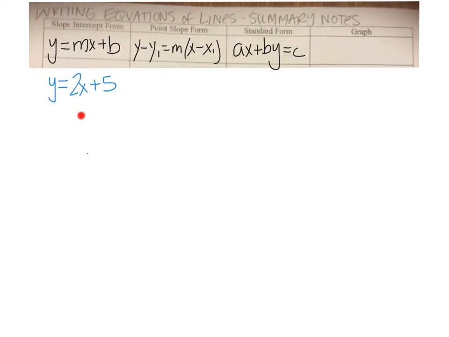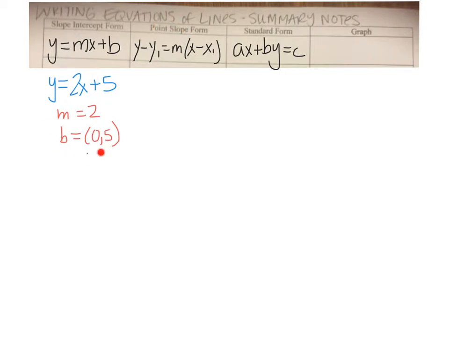When something's written in slope-intercept form, I know the slope and I know the y-intercept. So in this case, I know that the slope is 2, or 2 over 1, and I know that the y-intercept is at the location (0, 5). Now if I want to write this in point-slope form, I need a point and I need the slope. Well, I can do this.